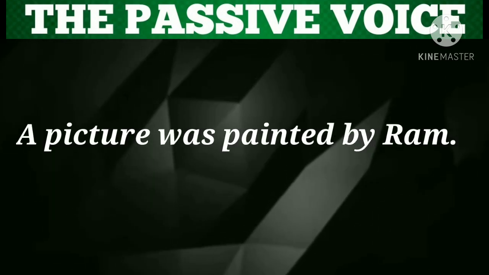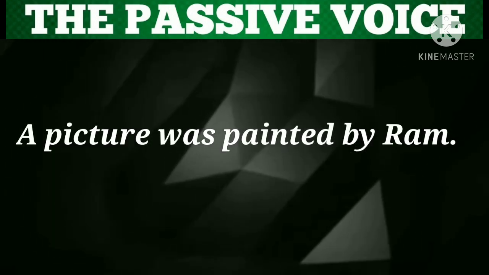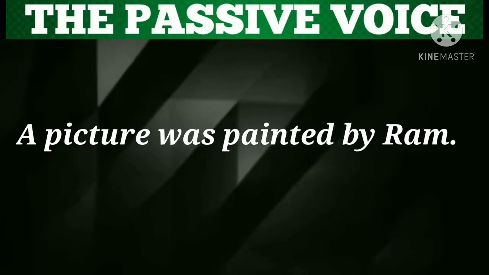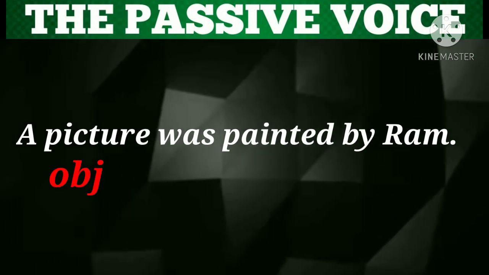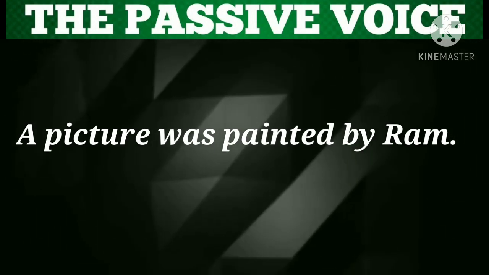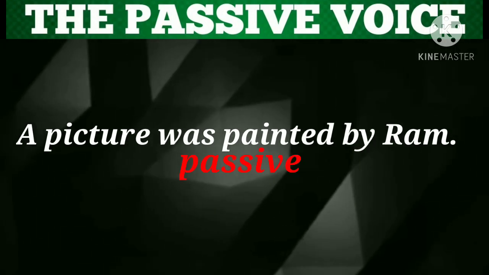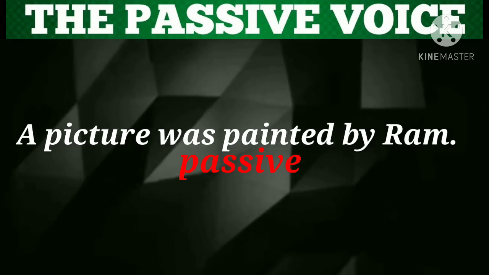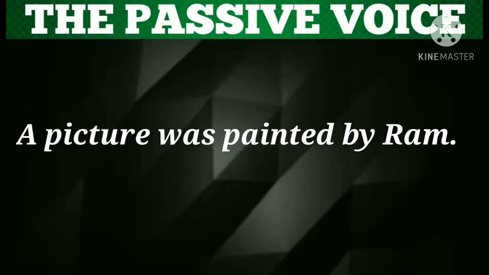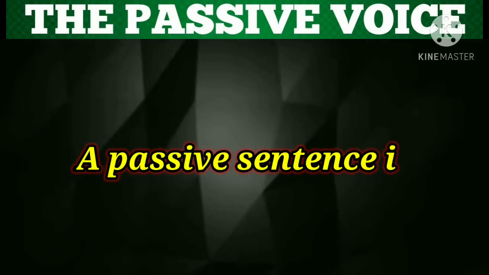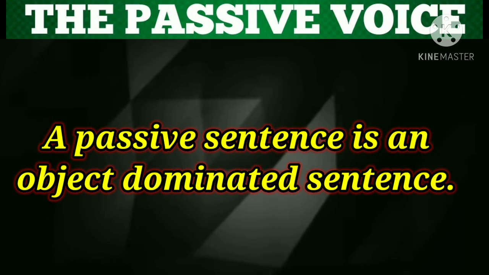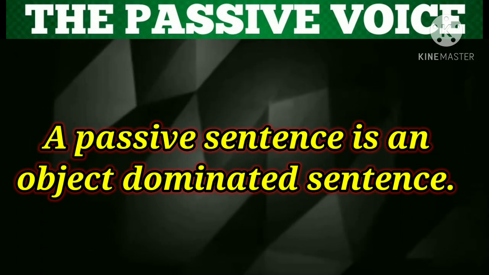On the other hand, the picture was painted by Ramesh. Here, a picture is the object. The verb was painted is not active here because it is not done by a picture. So it is called a passive sentence. A passive sentence is an object-dominated sentence.